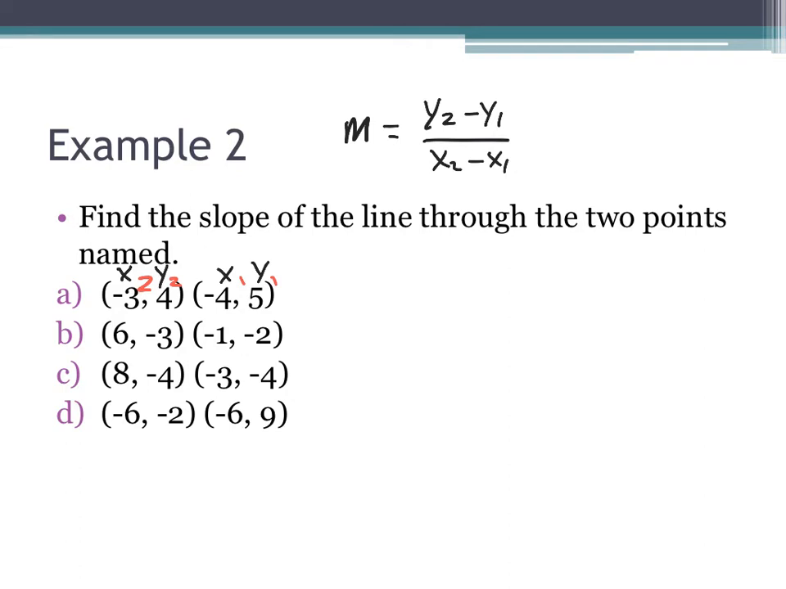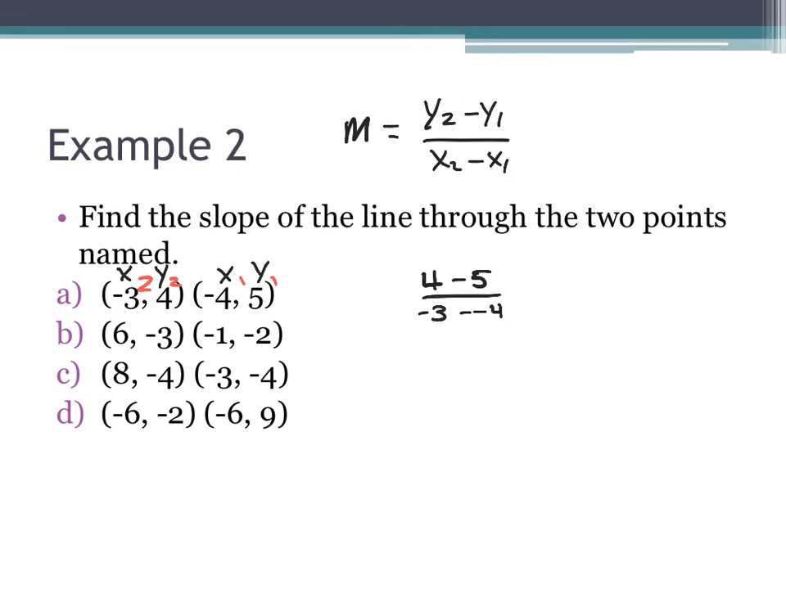And now we can do this formula. So y sub 2 is 4, minus y sub 1 is 5, over x sub 2 is negative 3, minus x sub 1, and negative 1, x sub 1 is negative 4.